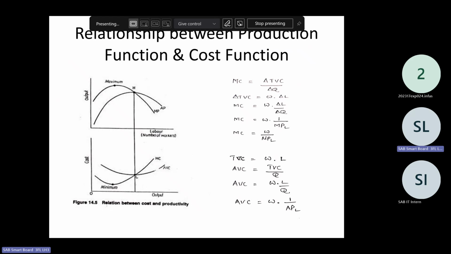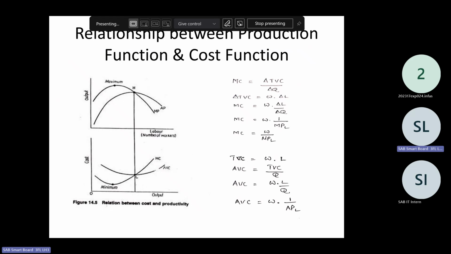Now, if you take these points, when the marginal productivity is increasing, marginal cost is decreasing. Initially it comes to the maximum point at this point, so marginal cost increases after the minimum. Thereafter marginal productivity continuously decreases, which means marginal cost increases.